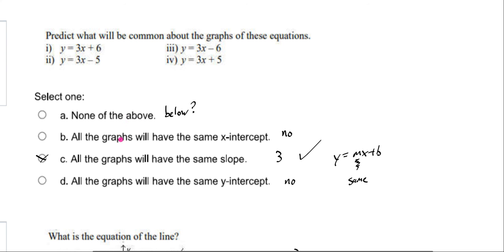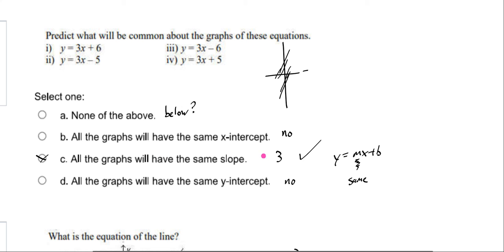B says all the graphs will have the same x-intercept. If we graph them, we see it's not true. But also we can guess that it's not true because if we have all of these slopes that are 3, and we have minus 6 and plus 6 and minus 5 and plus 5, they're going to hit the x-axis at different spots.